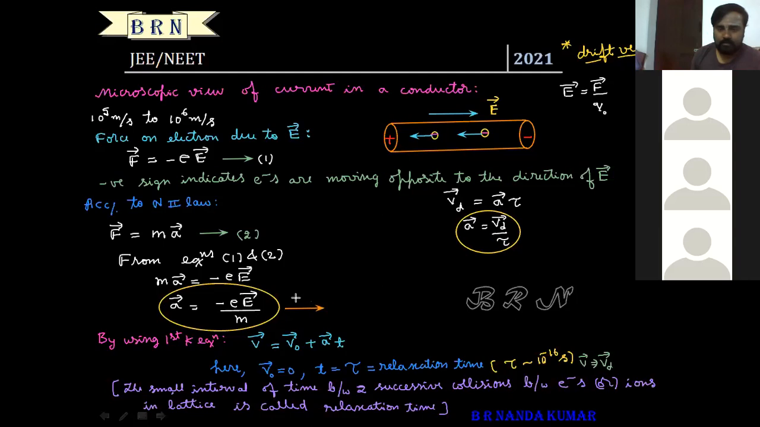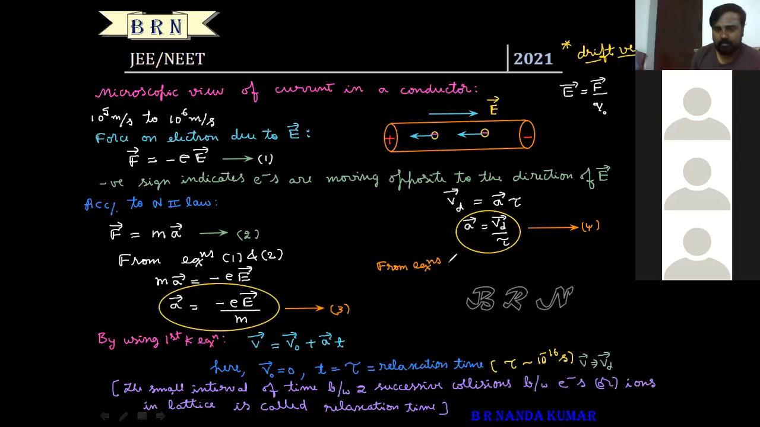A vector is equal to minus e vector divided by m. So a vector is equal to vd vector by tau. Call this equation number 3. Call this equation number 4.